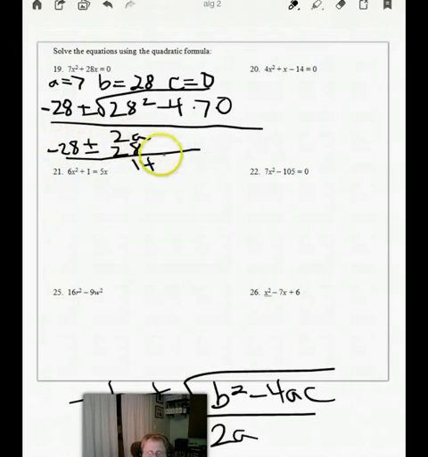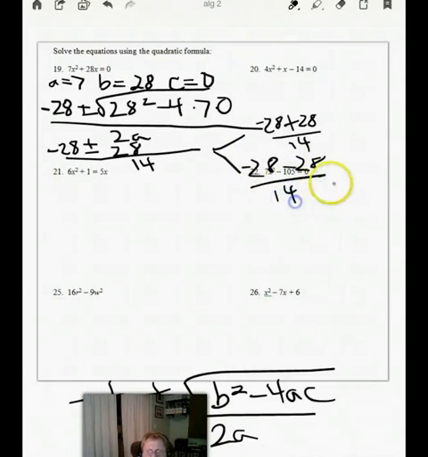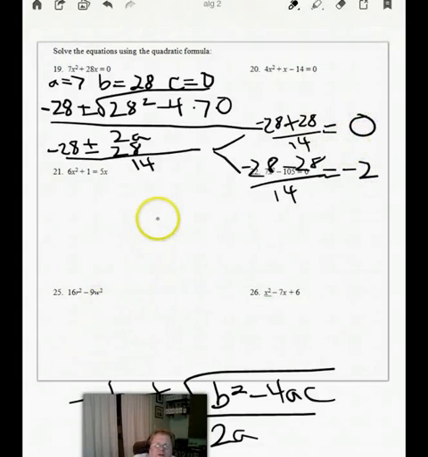Negative 28, and then you have to do two problems. I'm going to have to erase this because I need the space, but you're going to do negative 28 plus 28 over 14, and then you're going to do negative 28 minus 28 over 14. This is going to give you 0, and this is going to give you negative 2. So those are your two answers. And again, you would do the same thing for each one of these. I'll put up the answers so we can see how each one of them is done. But this video is already running about 18 minutes, so you just want to make sure you can do each one of those.